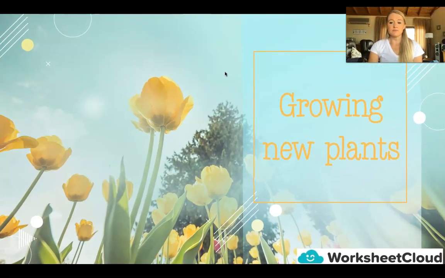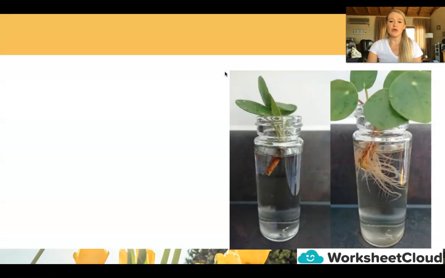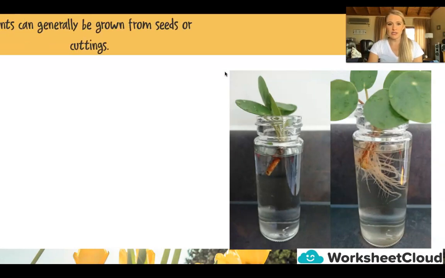Right. Now, to recap, the 4 essential components that plants need in order to survive. They need sunlight, they need air, water, and soil. Those 4 aspects plants need in order to survive, grow, develop, and flourish, just like you and I, and what we need in order to live. Okay, so now we're going to look at how do we grow new plants.